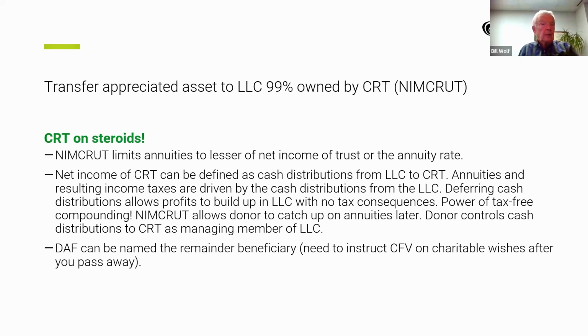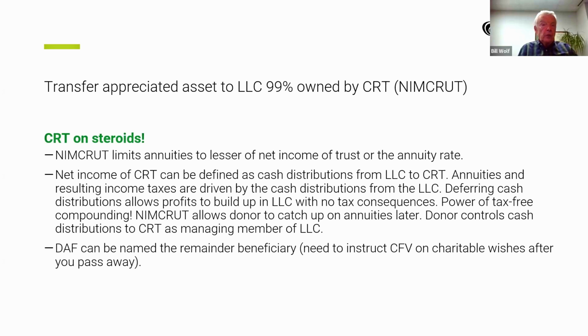Okay, that sounds negative, right? Why would anybody want a NIMCRUT? In a bad year, you get less. I want my 7% annuity come hell or high water. But the power is, and I left a few words off here that are very important, I wish I hadn't left them off: makeup. If there's a shortfall where net income is less than the annuity, in subsequent years, you can make up the shortfall and distribute even more than the normal annuity, say 7%.